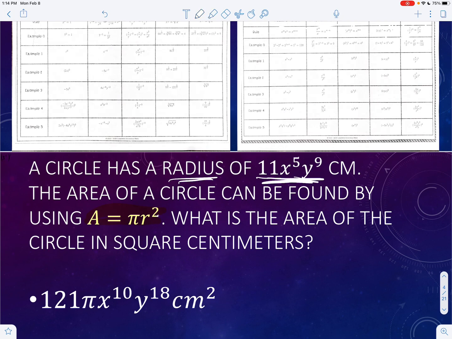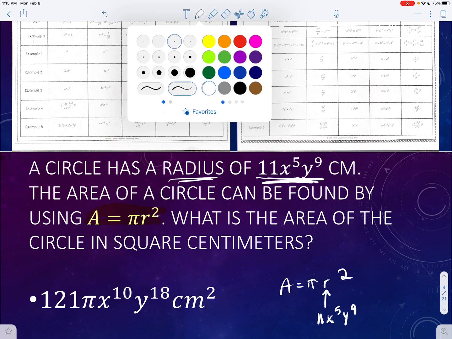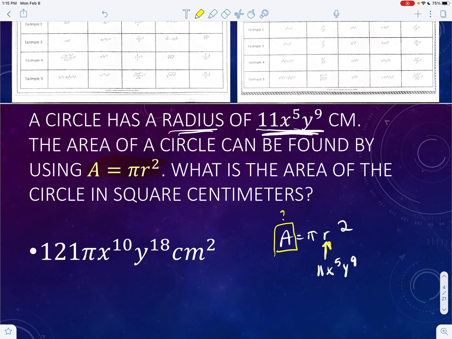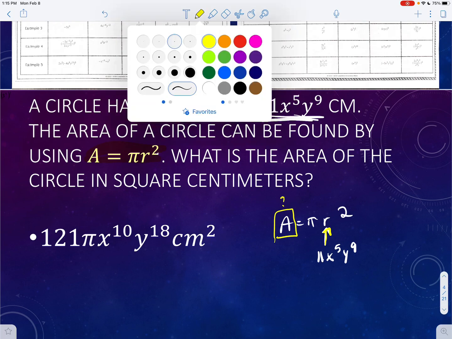Well, we have to take our rule, A equals pi r squared, and take what we're given, which is the radius, and plug it in, just like that, so that we might find the area. Because this is what we want, and this is what we have. And now it's just a matter of simplifying.